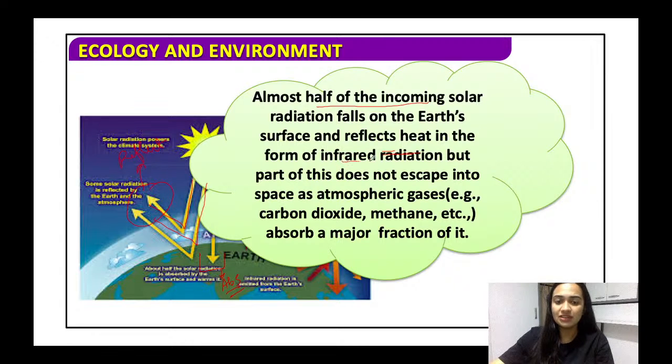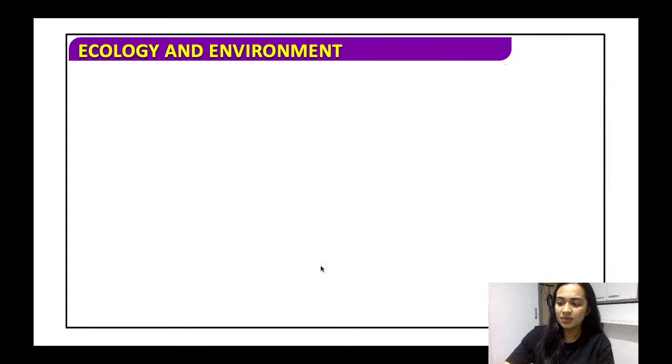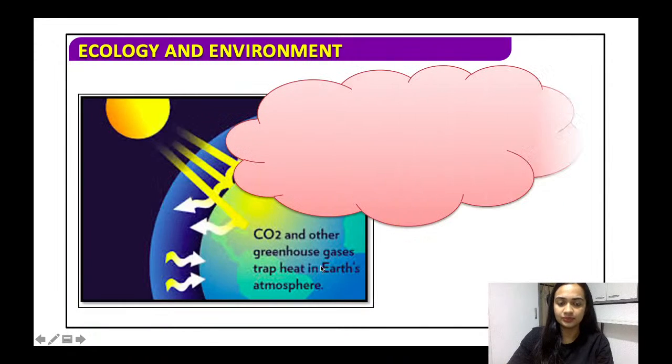ठीक है. So now, almost half of the incoming solar radiation falls on the Earth's surface and reflects the heat in the form of infrared radiation. But a part of this does not escape. तो जो part escape नहीं होती वो absorb हो जाती है in your atmospheric layer. ठीक है, ये किससे बना हुआ है? कार्बन डाइऑक्साइड, मीथेन. आपका एटमॉस्फेयर किससे बना हुआ है? कार्बन डाइऑक्साइड and मीथेन. तो ये मेजर फ्रैक्शन absorb कर लेते.